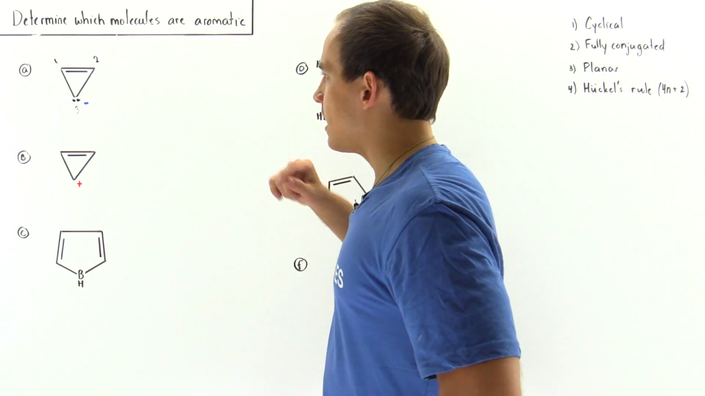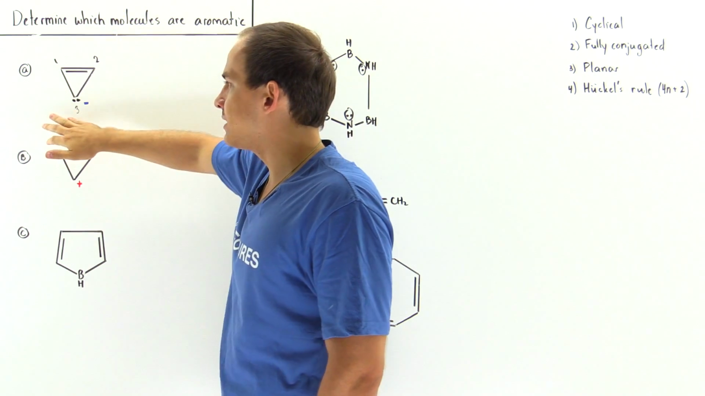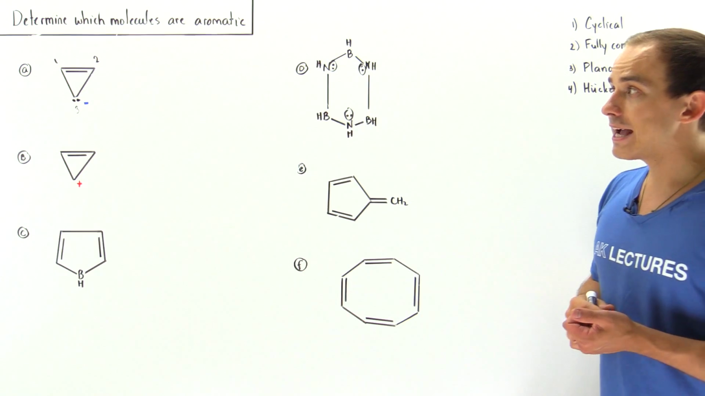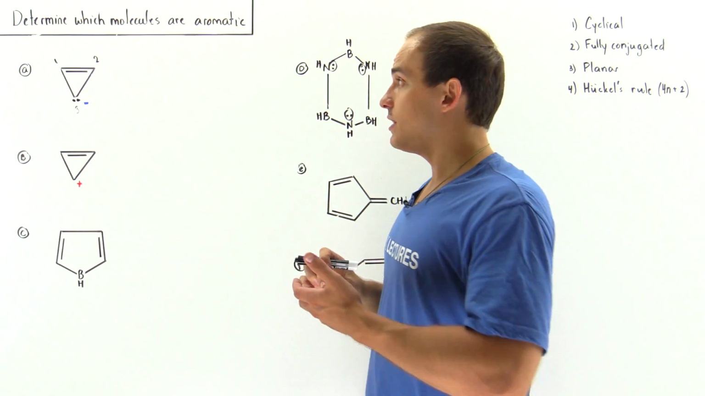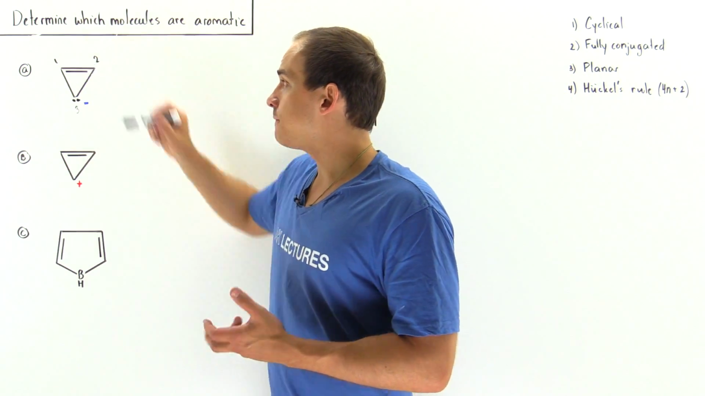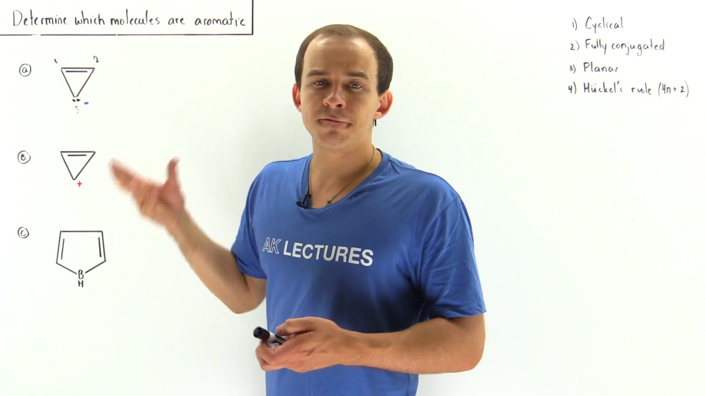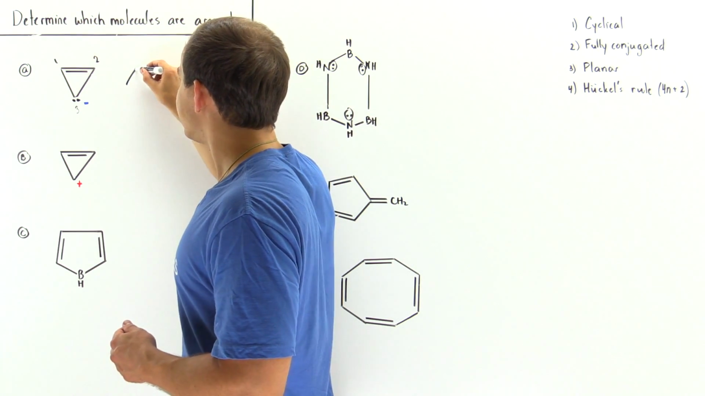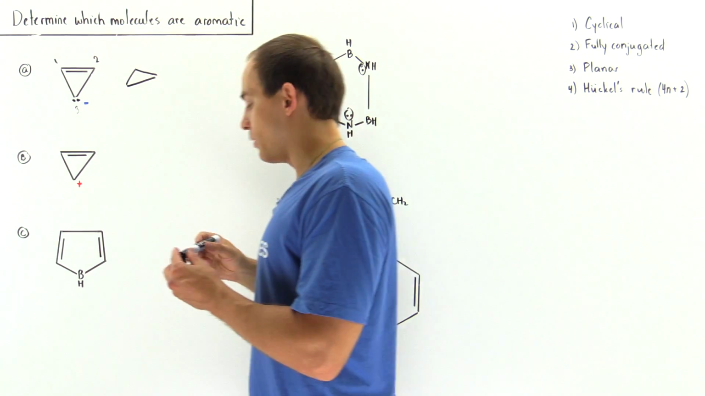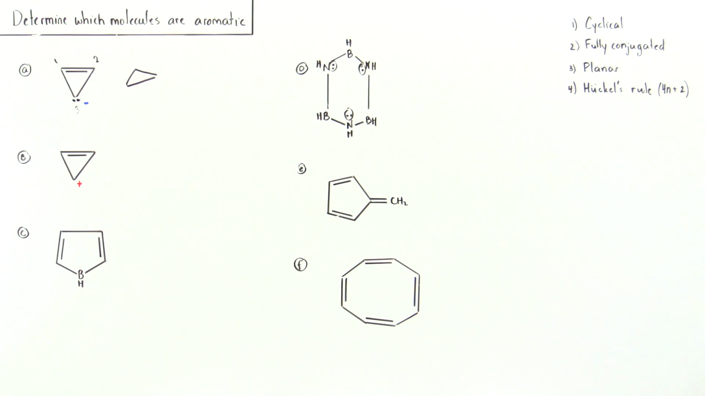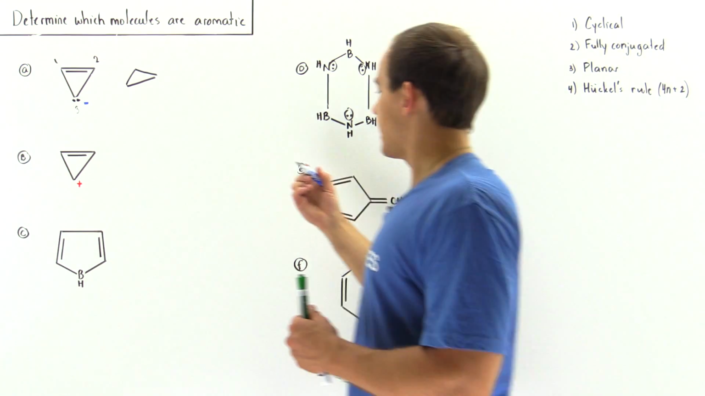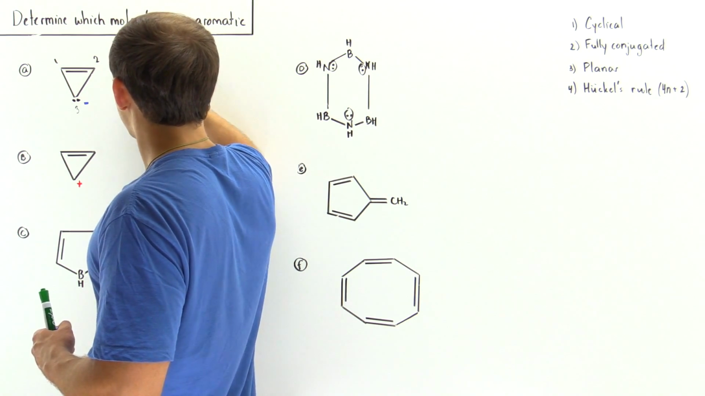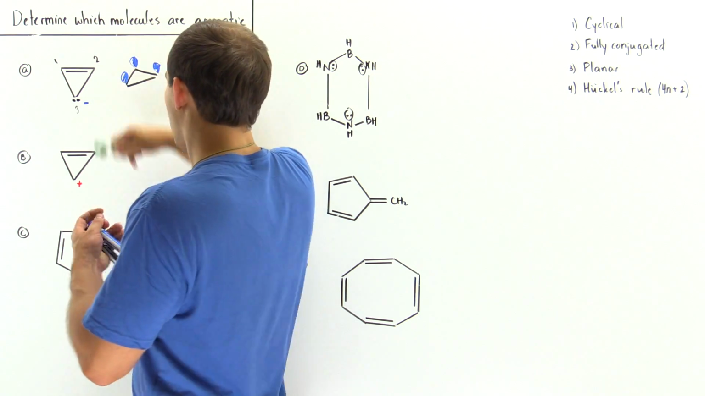So in molecule A, I've labeled carbon 1, carbon 2, and carbon 3. So the question is, is the molecule cyclic? In fact, the molecule is cyclic. Not only that, it's planar. All the carbons are found along one plane and it is fully conjugated. So if we draw our molecular orbital diagram for this particular molecule, we see that the molecule is in fact fully conjugated.